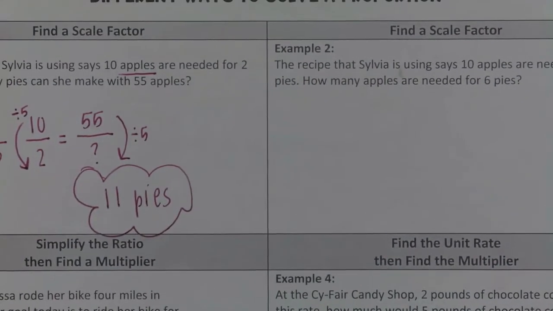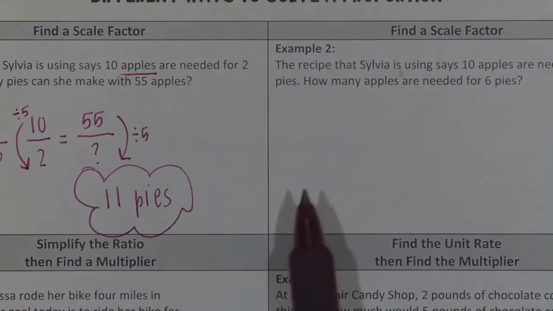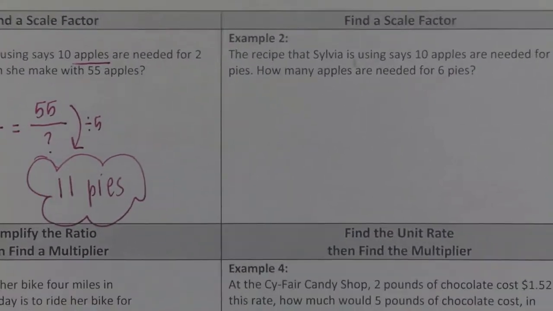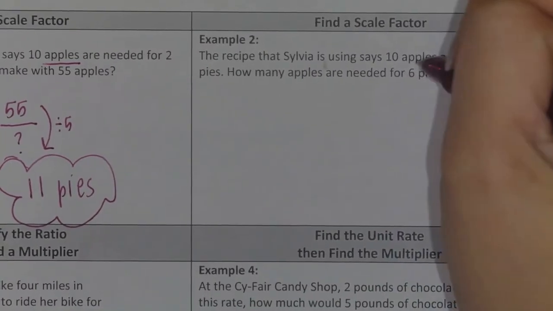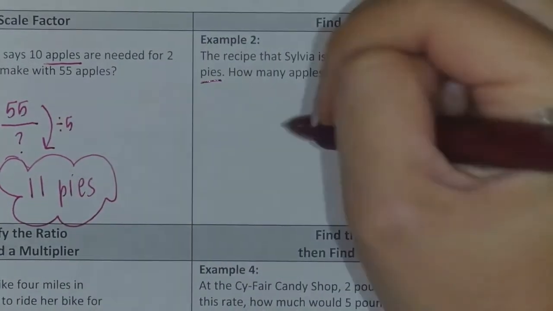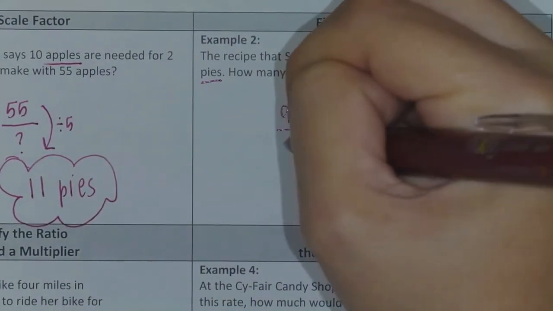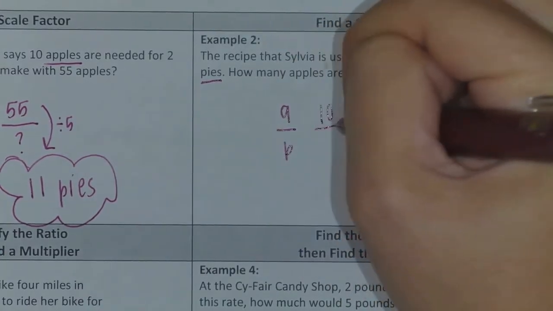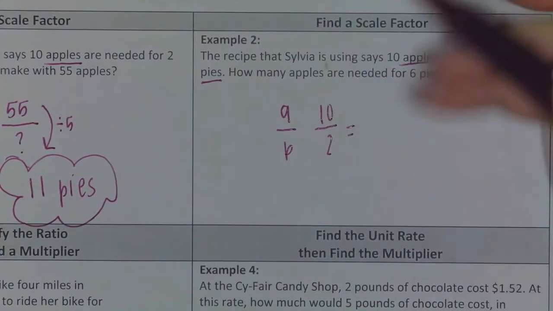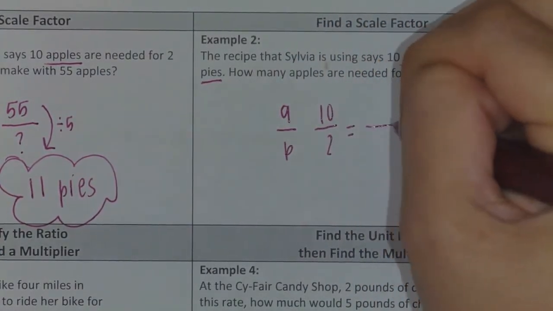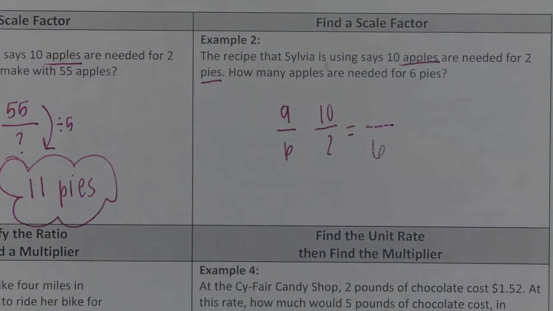Okay, so this scale factor took us within. Let's see what happens when we have a scale factor that goes between. So same thing, she has 10 apples for 2 pies. So I'm going to set up my proportion again. Apples and pies, 10 apples, 2 pies. But this time I want to know how many apples are needed for 6 pies.